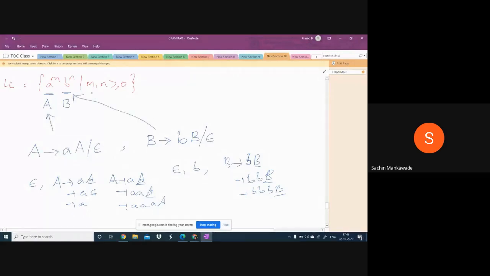We require A's followed by B's. So for that reason, here I will take one start symbol, that is S, and S's production is A followed by B. So we start with S, and S gives AB. In A place you substitute epsilon or A then epsilon, you get A's, and in B place you substitute epsilon or B then epsilon. So this will give A's and this will give B's. So this is the simple grammar.